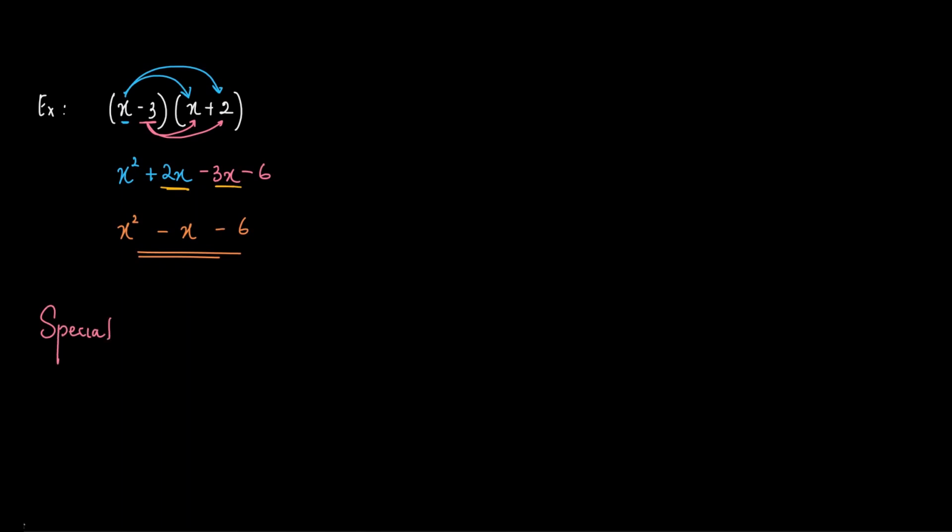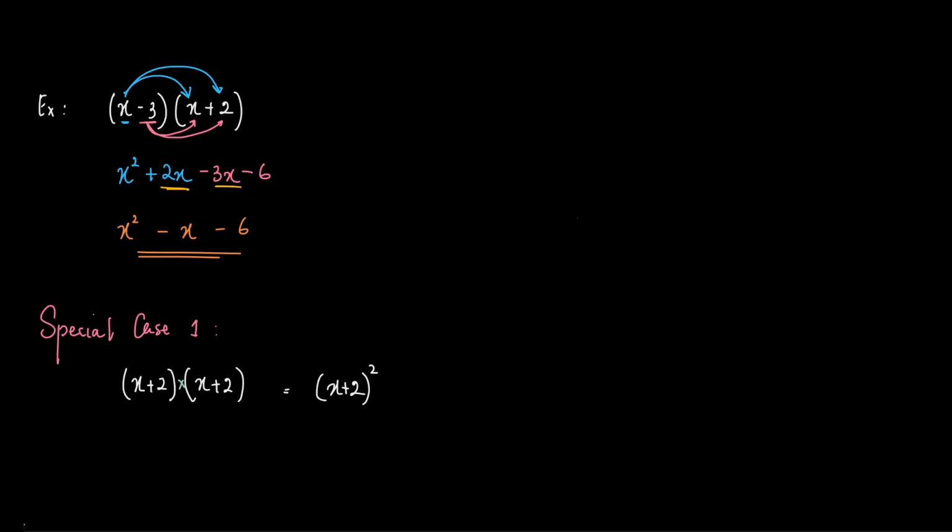Special case 1. The first special case is that both the brackets that we are multiplying are the same. For example, if I say (x + 2) times (x + 2). So when we have both the brackets as the same bracket, we know we can write this as (x + 2) whole thing squared. If you didn't understand that logic, it's as simple as writing 5 times 5 as 5 squared, 3 times 3 as 3 squared. So just like that, (x + 2) times (x + 2) can be written as (x + 2) squared.